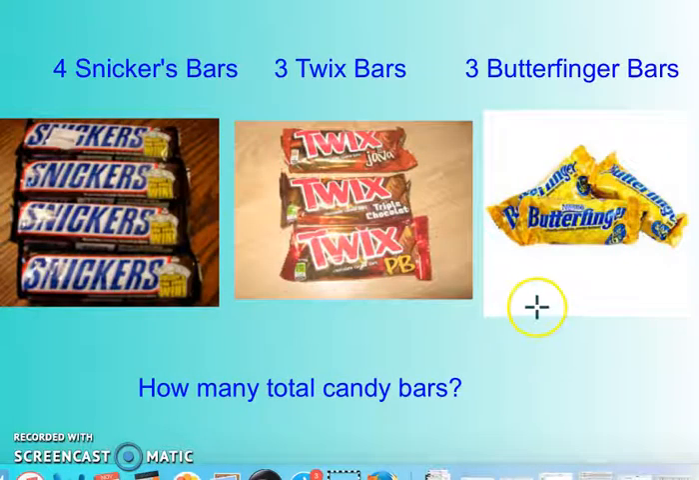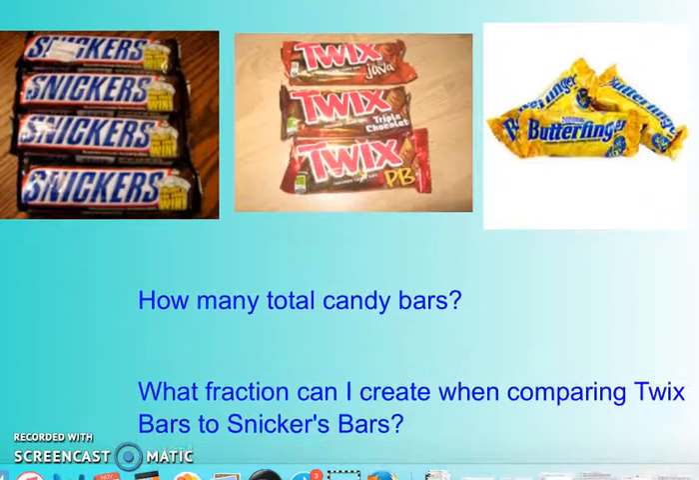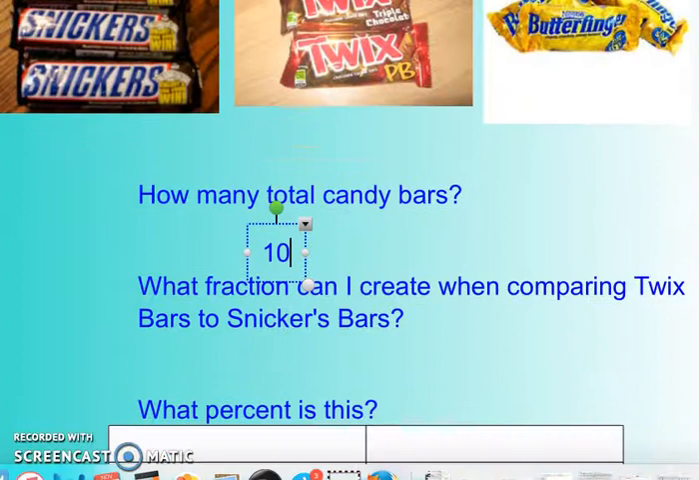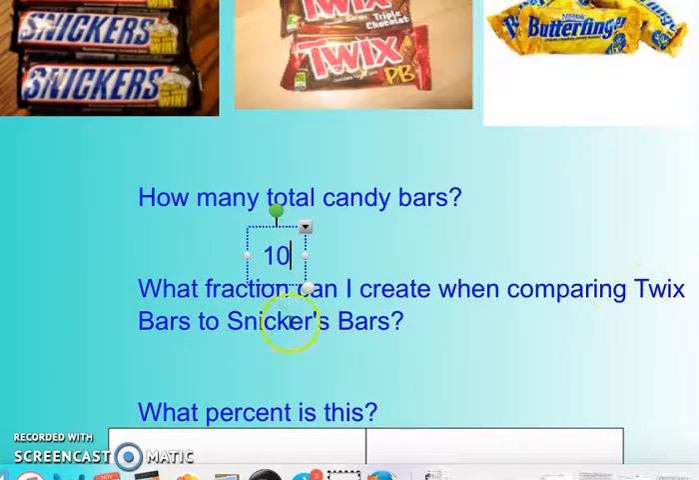What if I have all these candy bars: 4 Snicker bars, 3 Twix bars, 3 Butterfinger bars, and I want to know, first of all, how many total are there? If we add those together, 4 plus 3 is 7, plus 3 more is 10. So I have 10 total bars. The reason I'm doing that is because I can't find a percent of something unless I know the whole amount. To create a fraction between my comparisons, I need to know what the whole amount is. I'm going to find that first, and then compare Twix bars to Snicker bars.